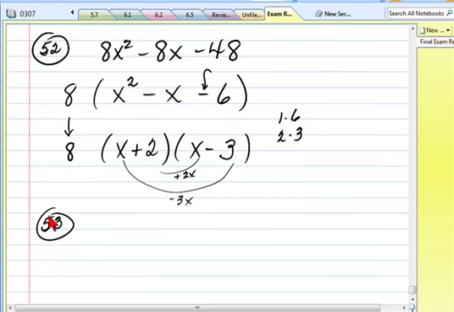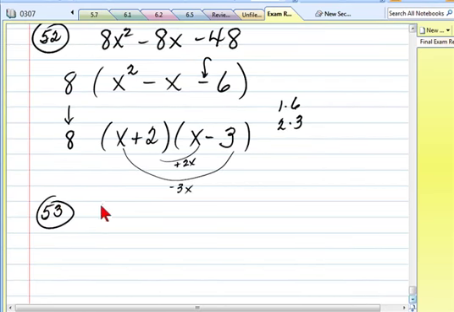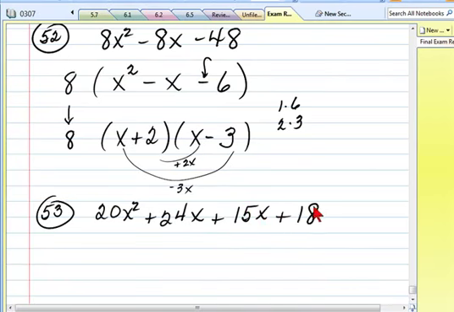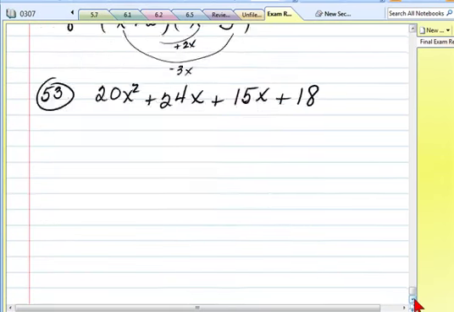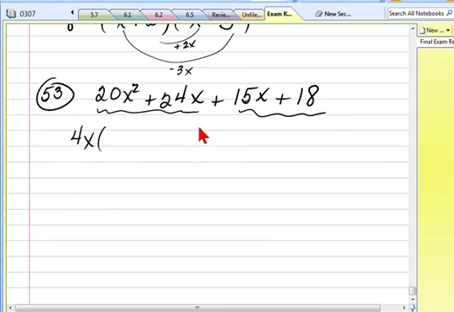And the last problem is 20x squared plus 24x plus 15x plus 18. There's not a common factor. I see 4 terms, so this is my chance to do some grouping. First group, second group. What's in common in the first group? 4x. 4x will go into both of those. 4x goes into the first term 5x times, and 4x goes into 24x 6 times.